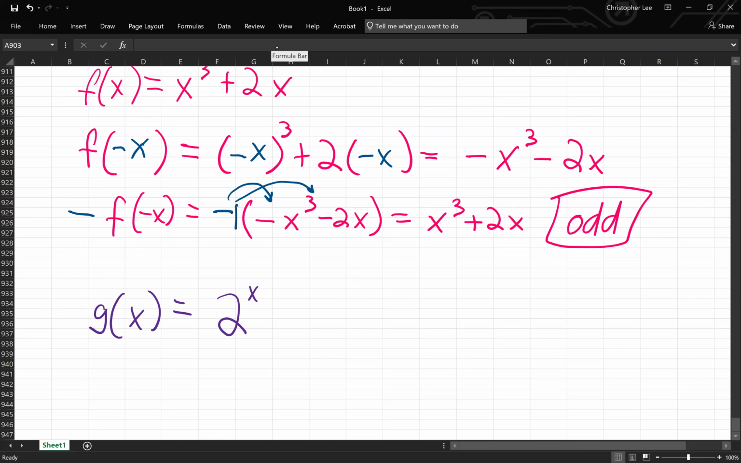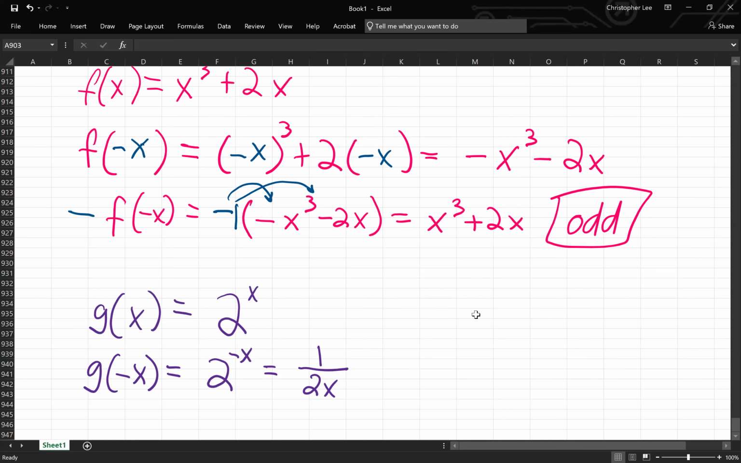So I want to test if this thing is going to be even. So g of negative x, this is going to be 2 to the negative x power, which becomes what? 1 over 2 to the x, right? Is that what I started with? Nah, that's not. So I know it's not even.